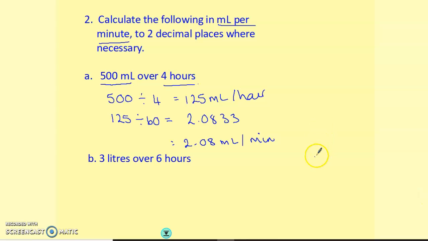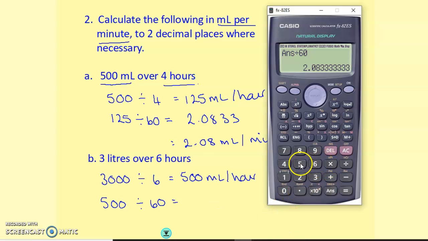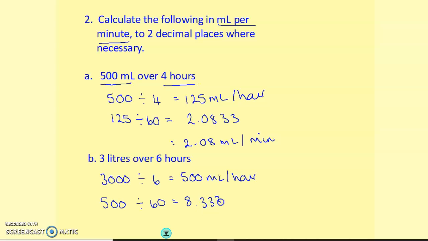Part B, we've got 3 litres over 6 hours. 3 litres is 3,000 millilitres. That would be 500 millilitres per hour. Change it into minutes by dividing by 60. We get 8 point and all the 3s, to 2 decimal places. That would be 8.33 millilitres per minute.